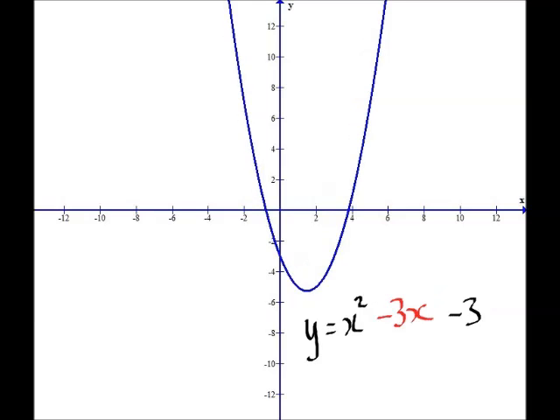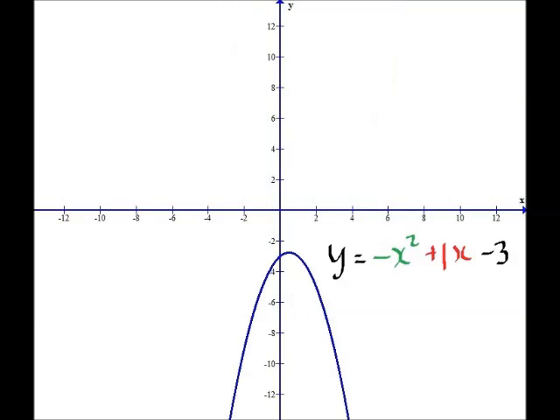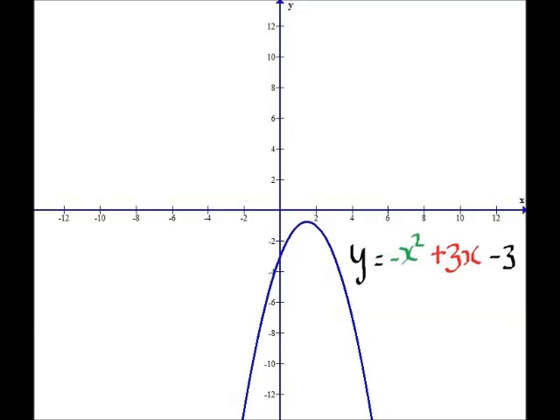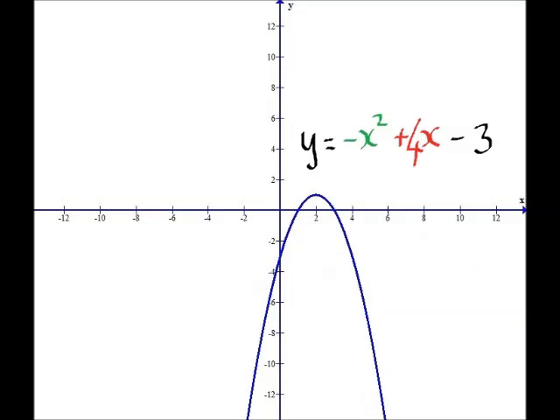But wait, it's not quite as simple as that. Look at these. Y equals minus x squared plus x minus 3. Y equals minus x squared plus 2x minus 3. Y equals minus x squared plus 3x minus 3. Y equals minus x squared plus 4x minus 3. So when a is negative, increasing b moves the curve to the right. Decreasing b moves it to the left.